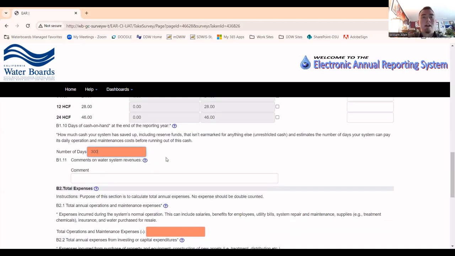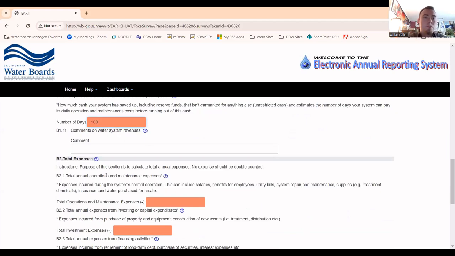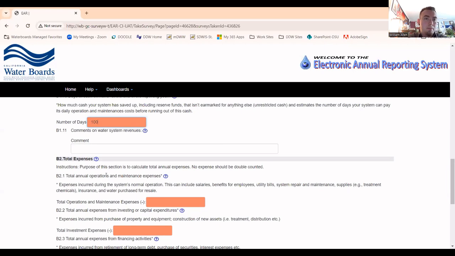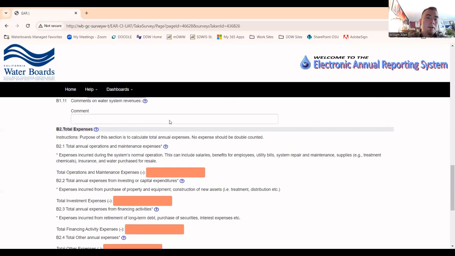So let's say you have a reserve fund of $100 and you have a maintenance fee of $1 per day. With that in mind, you would say my number of days of cash on hand is technically 100, because I only have enough money to sustain my water system for those 100 days within my reserve fund, if that makes sense. I've just seen some confusion as to whether people think that's the amount of the reserve fund, but no, it's specifically the actual number of days. And then you can always provide a comment on your revenue in B1.11.